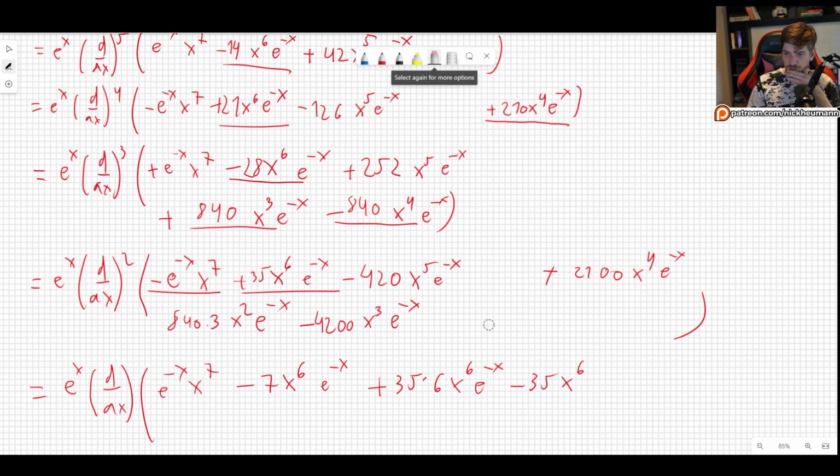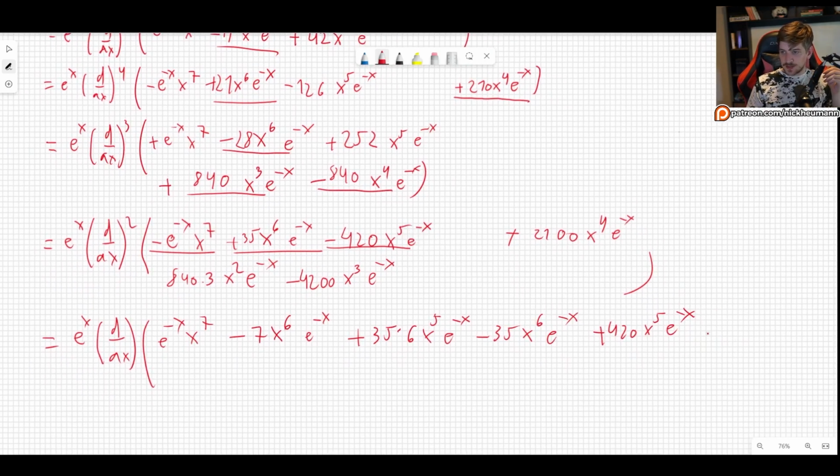Wait, no, this is not right. This is x to the 5th. So that is x to the 5th. No mistakes here. E to the minus x. And then we go for this one. So there we have minus 420 x to the 5th. So if we put a plus here, we can use that as the exponent being derived. And then we get minus 420 times 5 x to the 4th e to the minus x.